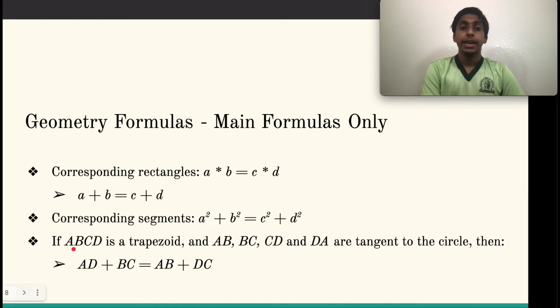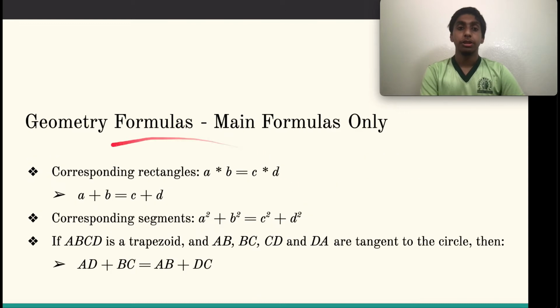Now, if I have A, B, C, D as a trapezoid, and AB, BC, CD, and DA are tangent to this circle. So what does tangent mean again? Tangent means that the line is only going to touch the circle at one point. So I have a trapezoid and I have a circle inside it, and all the sides are tangent to the circle. Then AD plus BC, so my two sides, are going to be equal to the other two sides, AB plus DC. Okay, so again, this is if the circle is going to be inscribed in this.